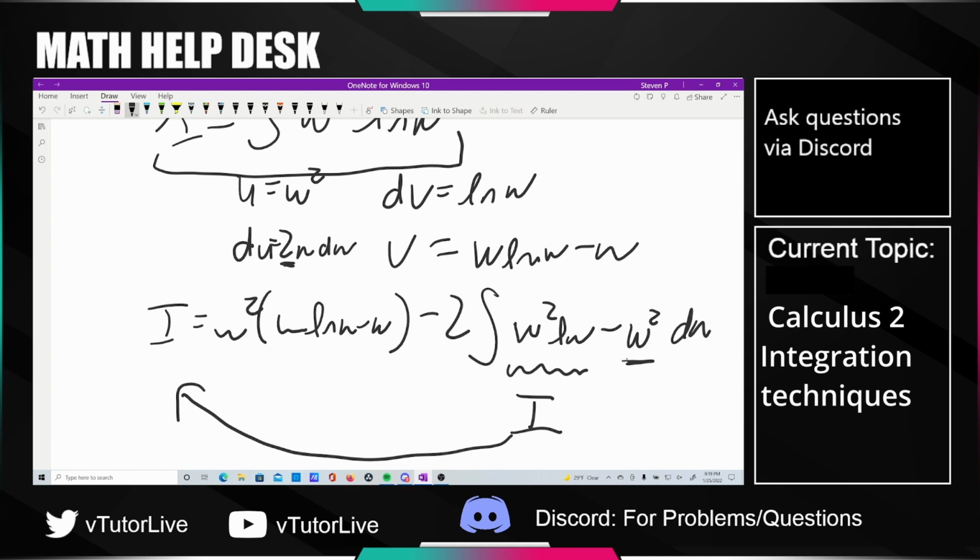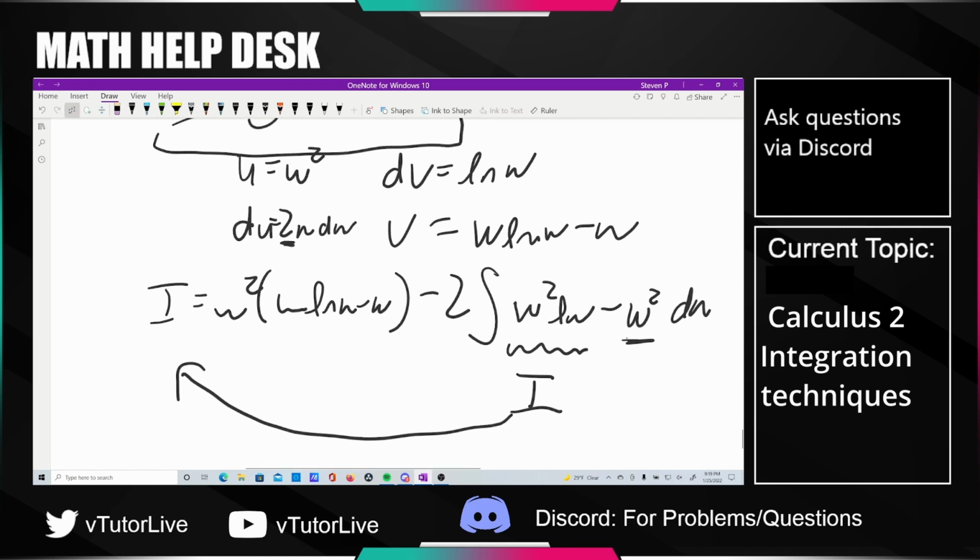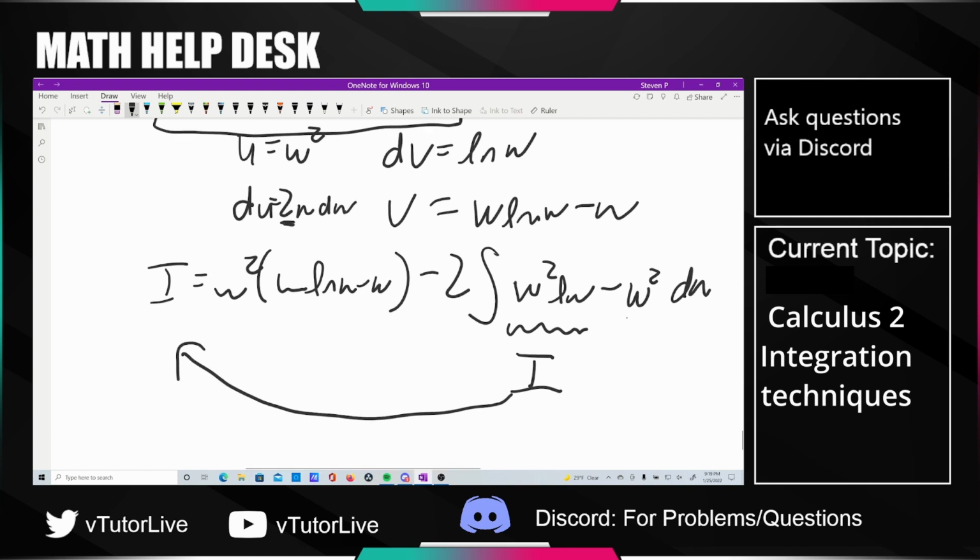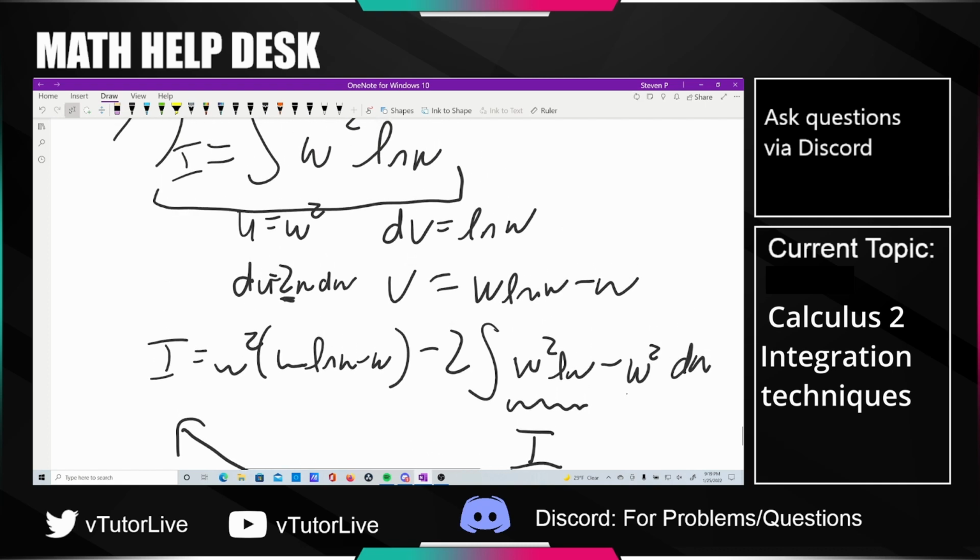Seem reasonable enough? Would you still have to integrate negative w squared? You would, but that's not so bad, right? No, not at all. Agreed. Yeah, you do have to integrate w squared. Yes.